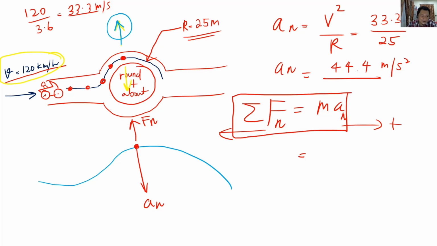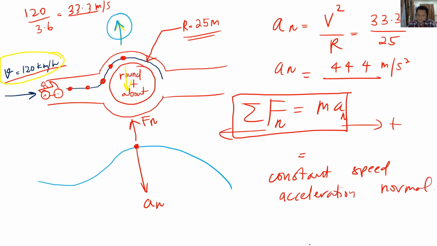So that's why this motorcycle, walaupun dia travel dengan constant speed, dia still ada acceleration normal. It is something like a centrifugal force. So that's why this motorcycle will be going out that way.